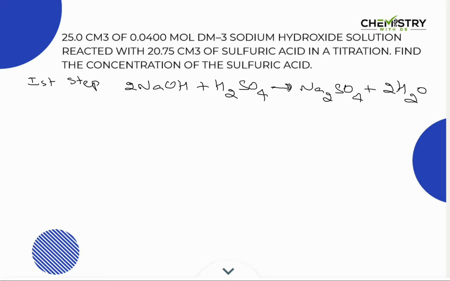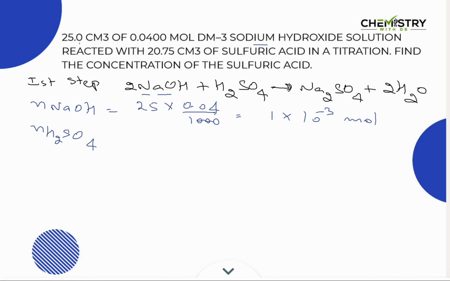And after that, we see that we have got the sodium hydroxide. We can work out the number of moles of sodium hydroxide, which will be 25 multiplied by 0.04 over 1000. So that is 1 times 10 to power minus 3 moles of sodium hydroxide. Now we have the sodium hydroxide moles, so we can find out the number of moles of sulfuric acid. Because it's a 2 to 1 ratio, therefore divide by 2. So number of moles of sulfuric acid is going to be 5 times 10 to power minus 4.